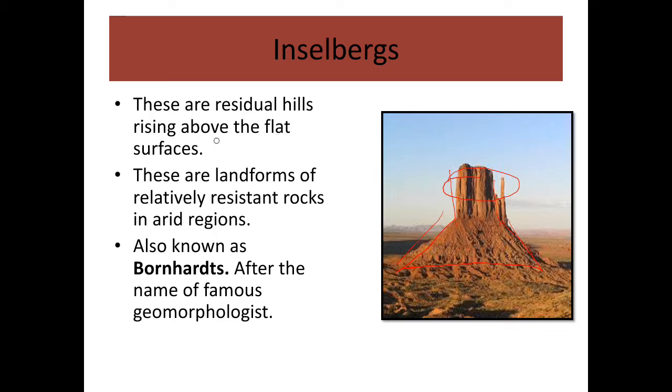These are residual hills rising above the flat surfaces. These are landforms of relatively resistant rocks in arid regions. These rocks are more resistant, that's why they are still stable there. These are also known as Bornhardts, after the name of the famous geomorphologist.